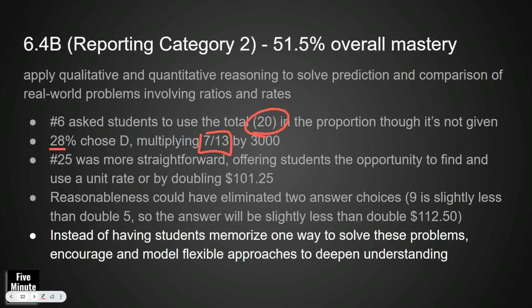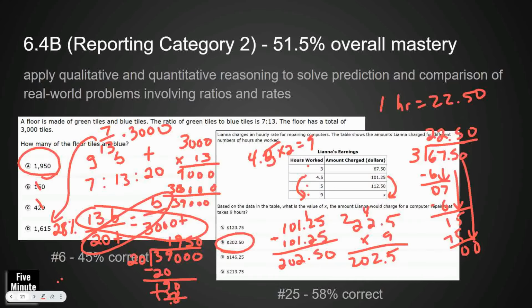We had to find a unit rate, or we can just, like I did, double that 101.25. We could have used reasonableness to eliminate 2 answer choices, right? So if we were to go back here and say, well, even if I didn't want to do that 4.5, right? This 5, if I double that, it's going to be 10. So that's going to be slightly more.